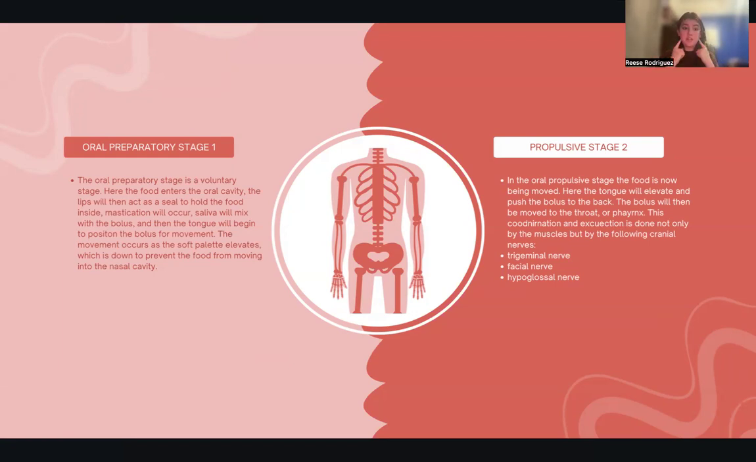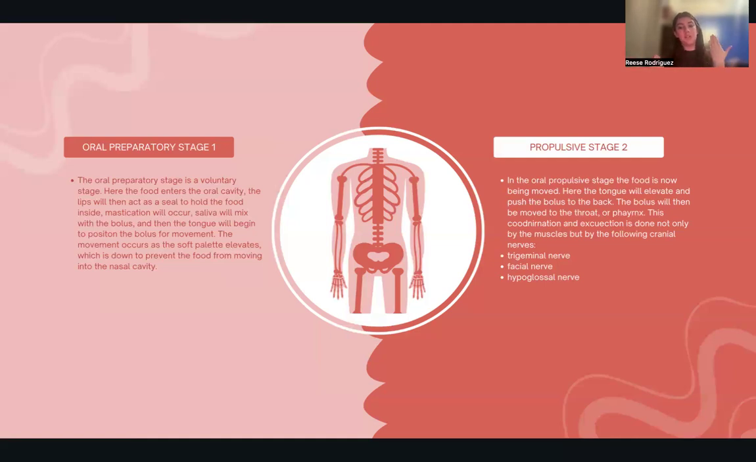And again, your salivary glands are going to mix saliva into the bolus in order for it to form. And your tongue, which is a major articulator for swallowing, is going to begin to position the bolus for movement. So this is going to occur because your tongue is elevating in order to push the bolus back. And again, your soft palate elevates because we want to protect our nasal cavity, and our epiglottis will cover a flap to protect the lungs.